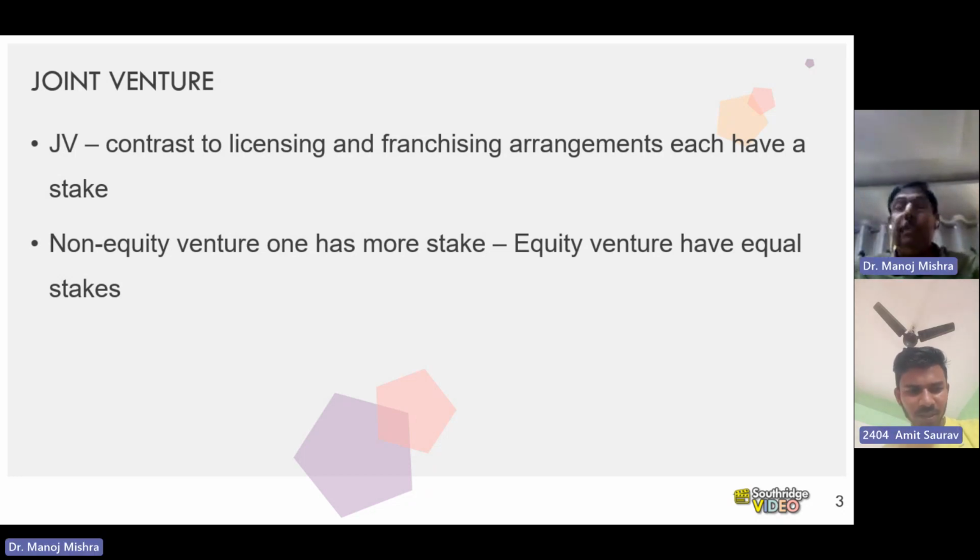So there is a big difference between the two. Now that we have understood what is equity, there can be two kinds of ventures: a non-equity venture and an equity venture. Equity venture means an equal 50-50 partnership, and non-equity venture means one has 51 and the other has 49. They are not equal, one has less and one has more, even if by 1% or 2%. That is called a non-equity venture. And if it is equal, it is called an equity venture. Is that clear?